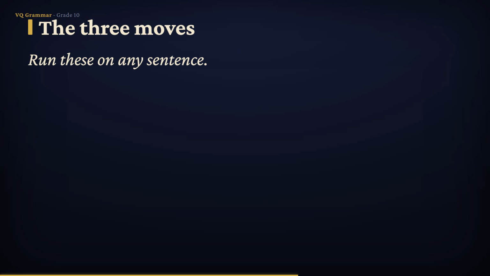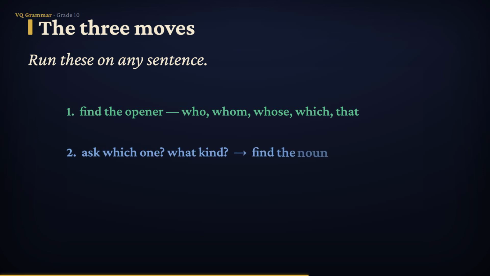Move 1. Find the opener. Who, whom, whose, which, that. Or a where or a when. That word marks where the clause begins. Move 2. Ask the adjective questions. Which one? What kind? The answer points you straight at the noun or the pronoun that the clause is modifying.